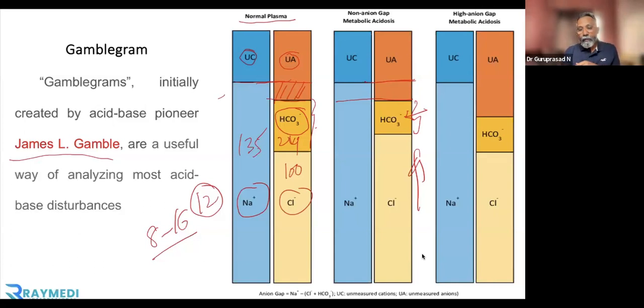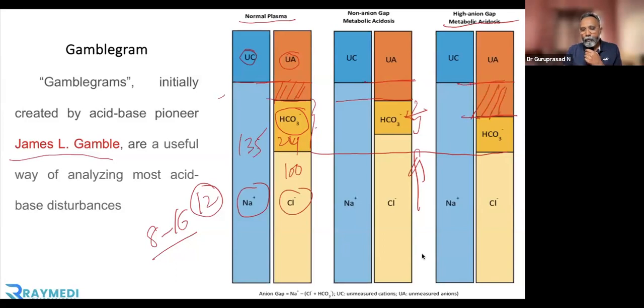And what is high anion gap metabolic acidosis? Here, the chloride doesn't increase, the same chloride level remains, but the bicarbonate has decreased. That is because the amount of unknown acids, hydrogen ions, has increased, and that causes a wide anion gap. So that is called a high anion gap.